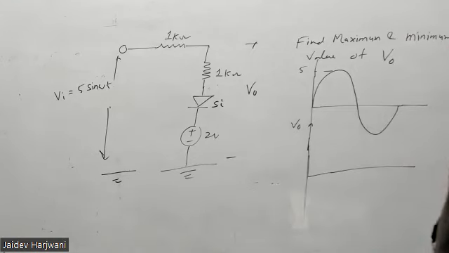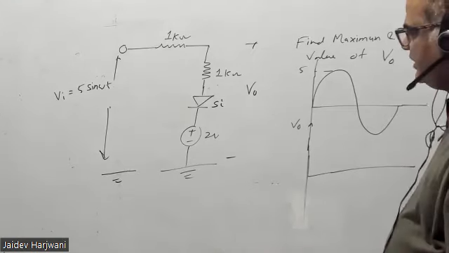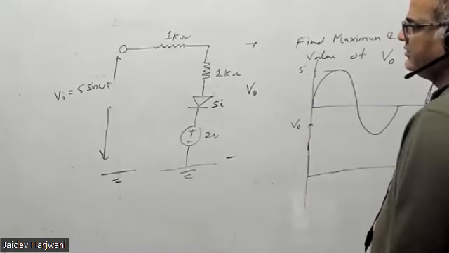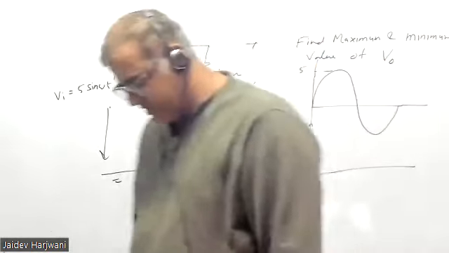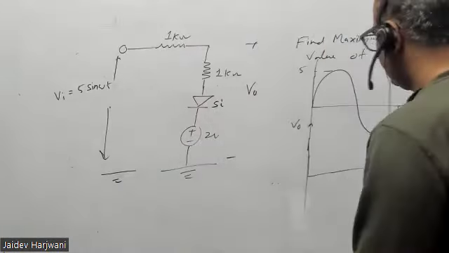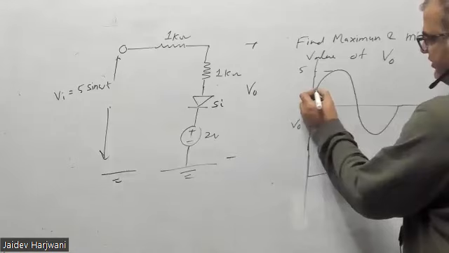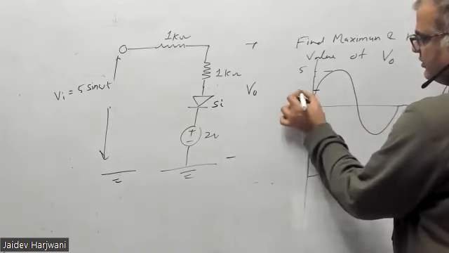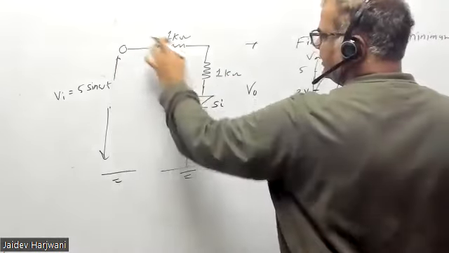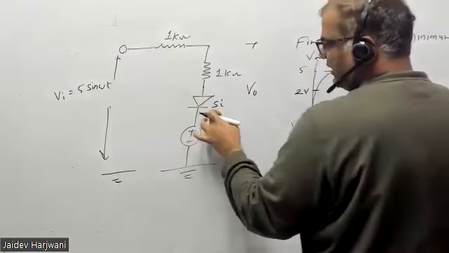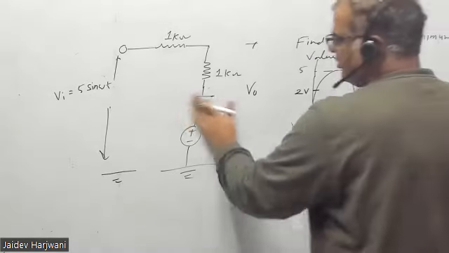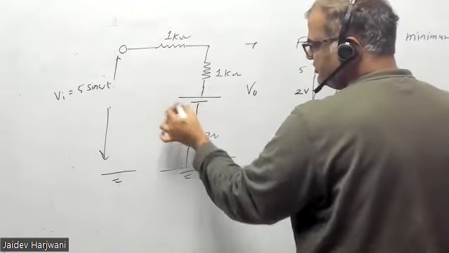First of all, you have to see this diode can conduct only when its voltage is higher, that is, when V input is greater than 2 volt. Yes or no? Yes, sir. It should be greater than 2 volt. If it is greater than 2 volt, then only this diode can be forward biased, and once it becomes forward biased, this voltage becomes 0.7.